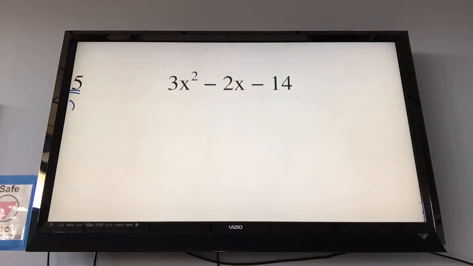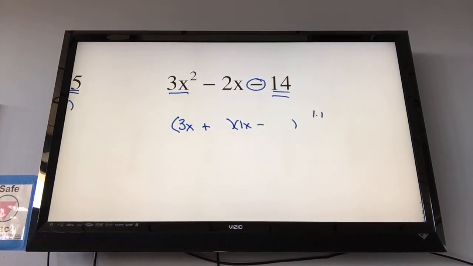All right, 3x squared, there's only one choice. 3x and 1x. Minus at the end means one of each sign. And then 14 has 2 choices. I like 2 and 7 best. And I try it. And I have outer is negative 6. Inner is positive 7. And that's positive 1.